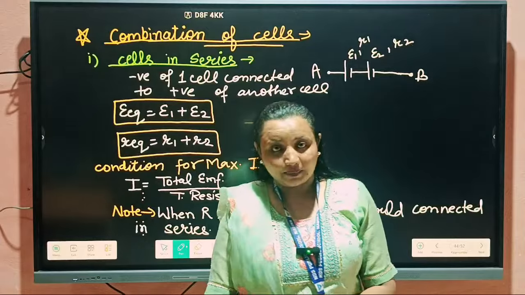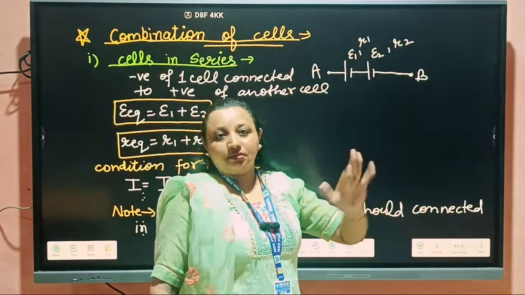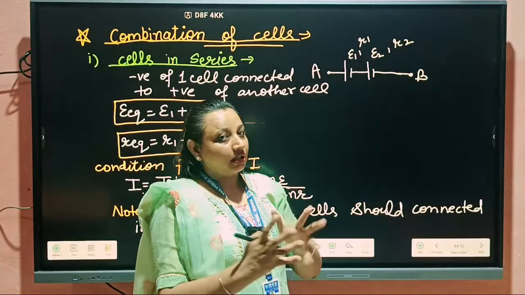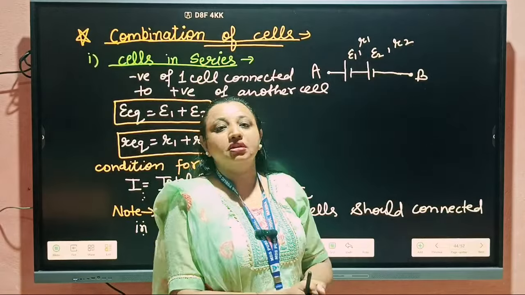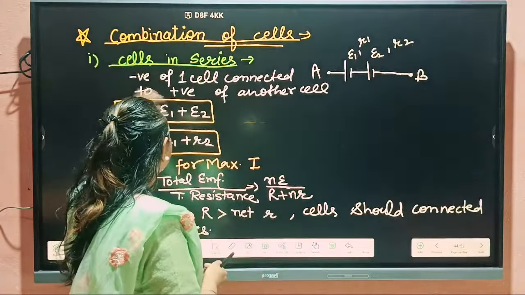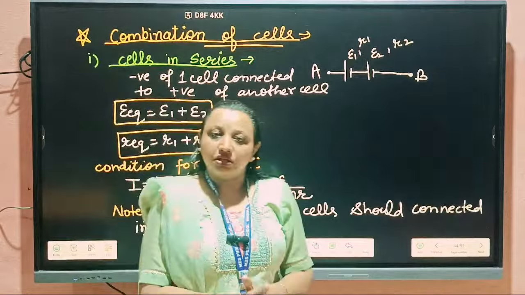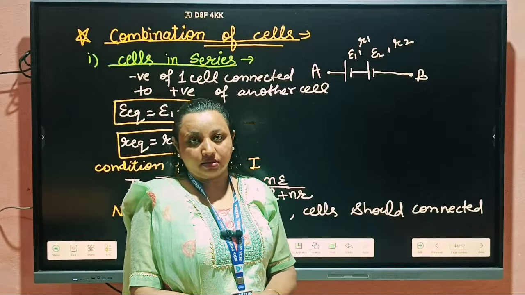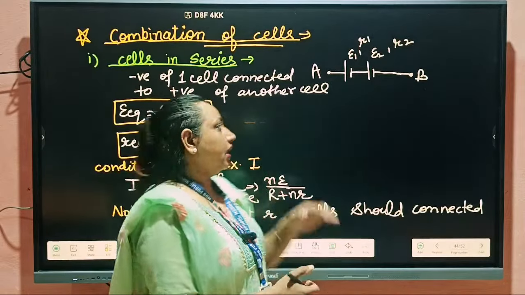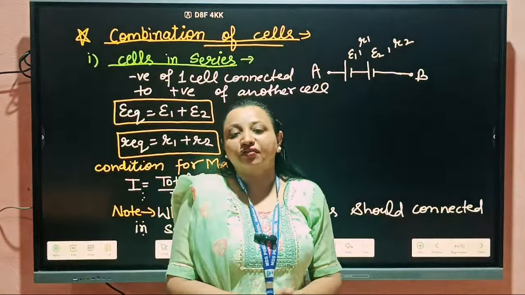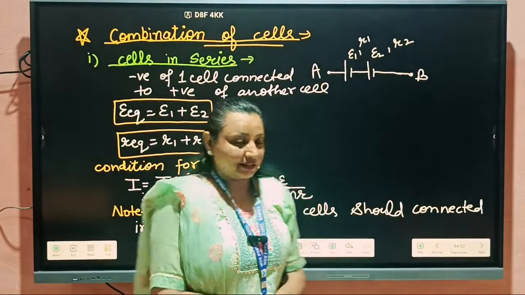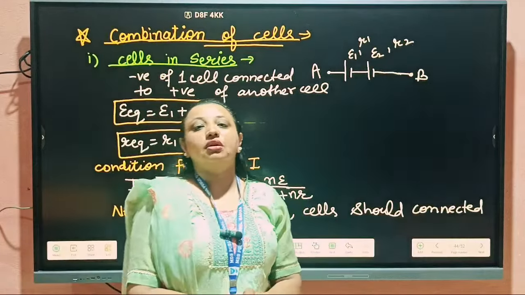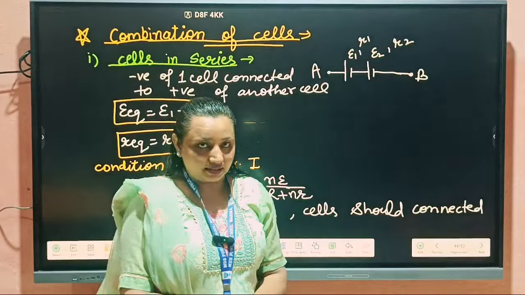When they are connected end to end, the negative terminal of the first cell is connected with the positive terminal of another cell and so on. This combination is known as series combination. In series combination, we have to find the equivalent EMF and the equivalent internal resistance. The equivalent EMF is equal to the sum of the individual EMFs of the cells, and the equivalent internal resistance is equal to the sum of the individual internal resistances.